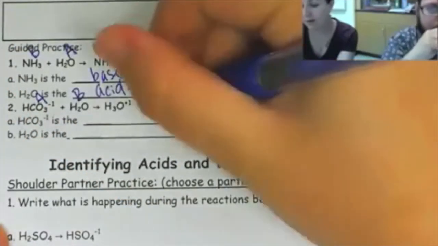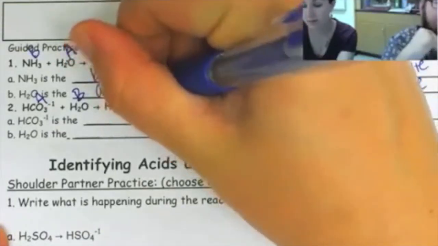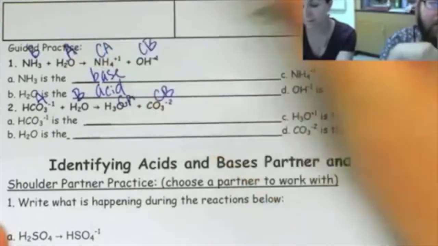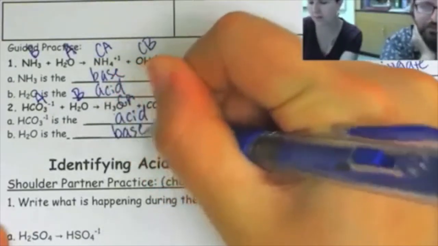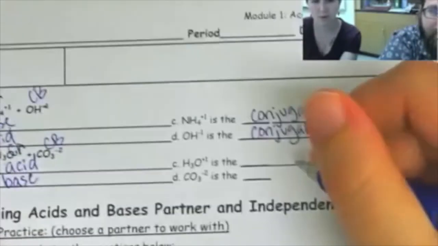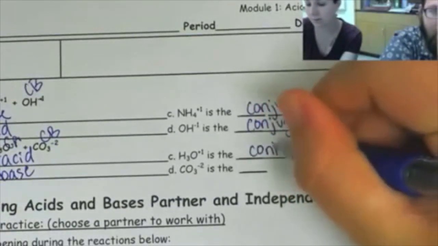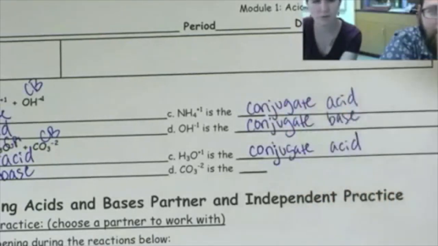And then H3O plus would be my conjugate acid, Ca there, and then that's my conjugate base. Very good. Okay. So HCO3 is our acid. Water is our base. H3O plus is our conjugate acid. Oops, can't write a J. And CO3 is our conjugate base.